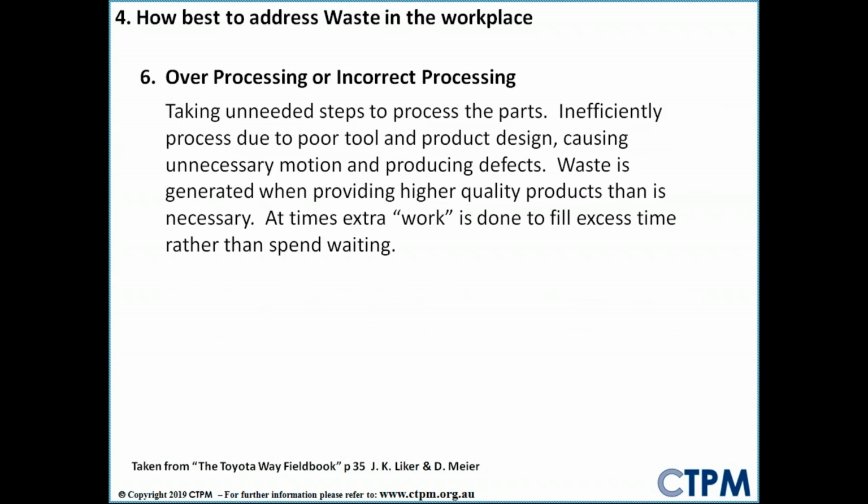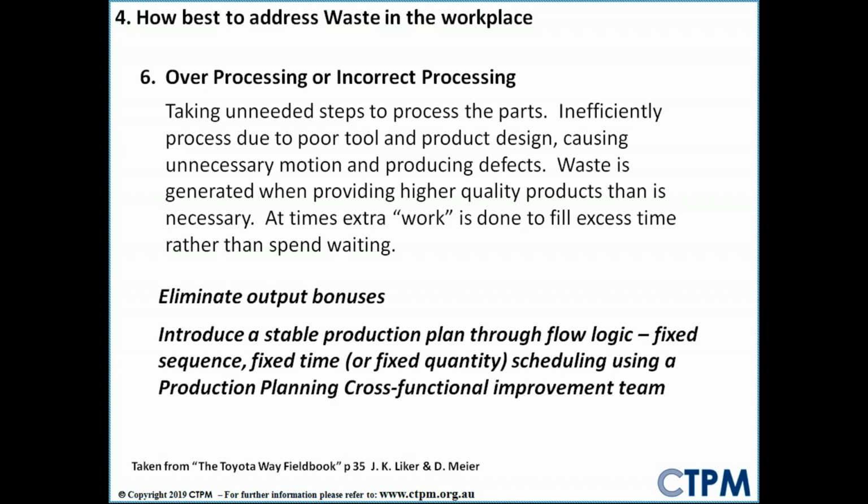The other one is over processing or incorrect processing. Producing due to poor tooling or whatever, waste is generated, providing higher quality products is necessary. Work is done to fill in time rather than spend waiting, so people overproduce. The obvious one is some companies, and I think most companies have stopped doing this now, and that's paying bonuses for output, so the more you make, the more money you get, so you end up, well, keep the line going, keep making it, so we get our bonus.